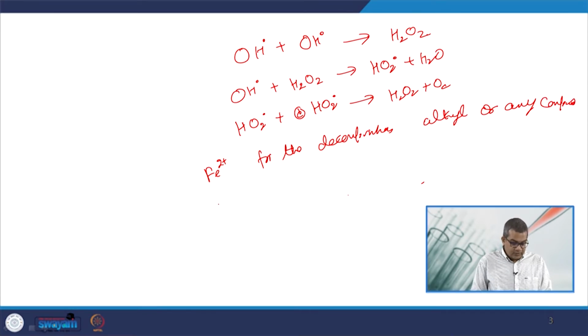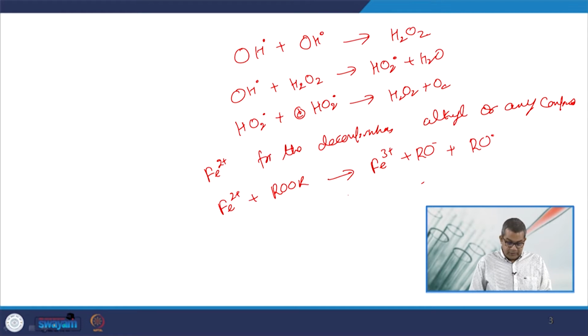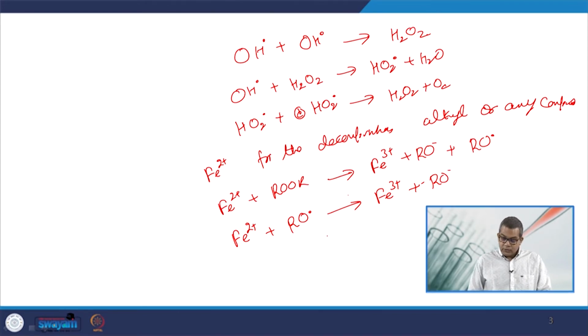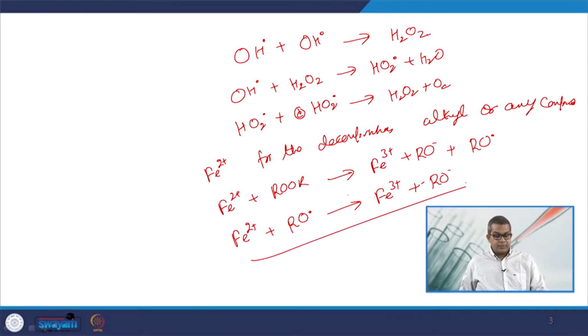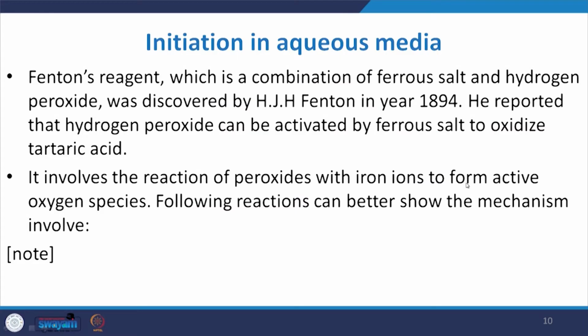Now let us take the example Fe2+ with ROOR. It gives RO⁻ plus this radical being produced, and similarly Fe2+ can give you this radical plus R⁻. So this is the basic concept or basic mechanism of the Fenton mechanism which we discussed here.